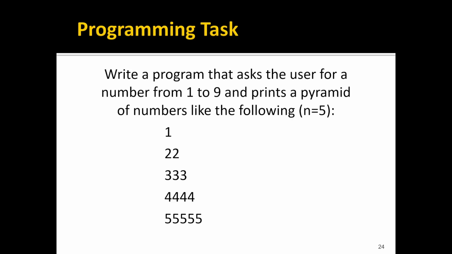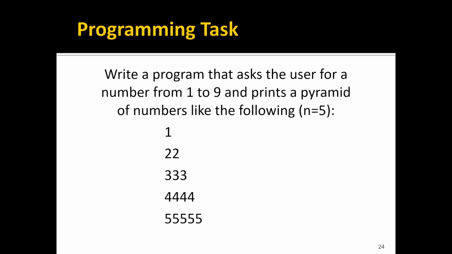So we'll assume only single digit numbers. The idea behind the drawing is that on the first row, we'll have 1, and then we'll have 2 2s, and then 3 3s, and then 4 4s. If it's up to 9, then we'll have 9 9s in the last row. So let's decompose this problem to see if we can figure out how to solve it using nested loops.